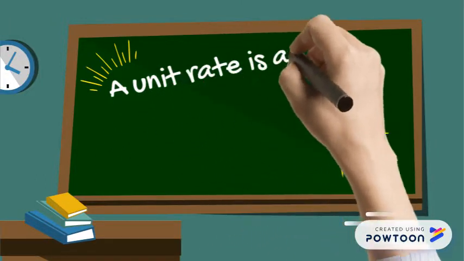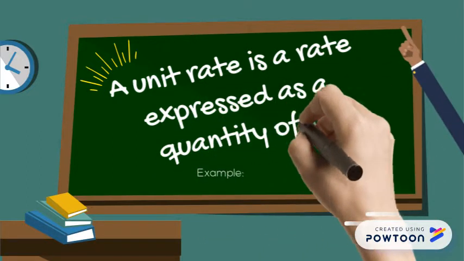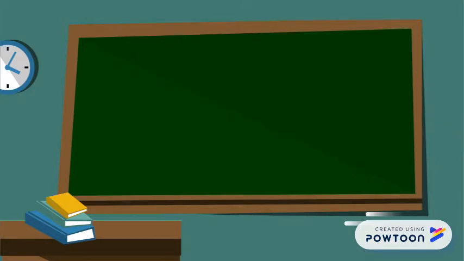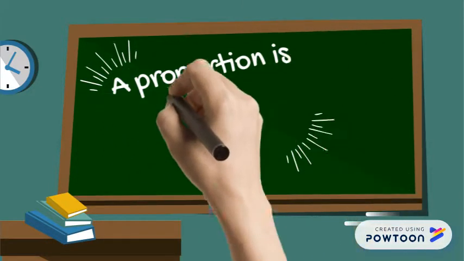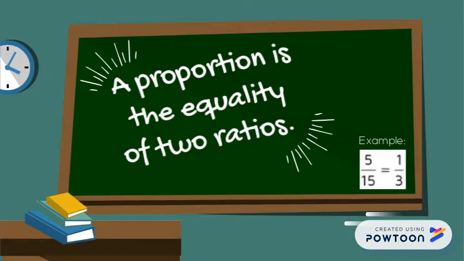A unit rate is a rate expressed as a quantity of 1. For example, 45 miles per hour. A proportion is the equality of two ratios. For example, 5/15 is equal to 1/3.